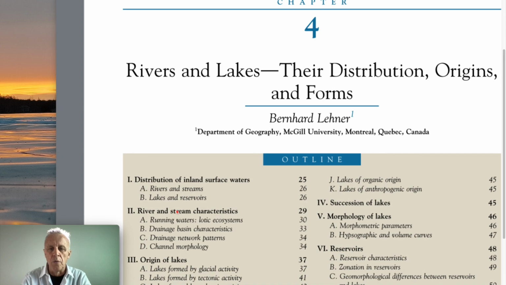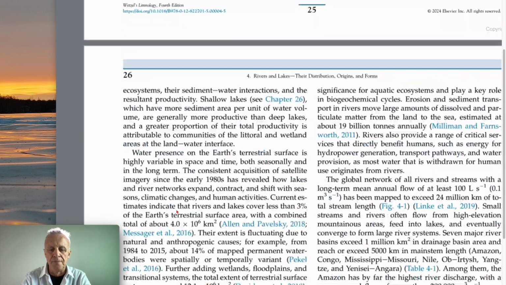Good afternoon, everyone. We are reviewing Chapter 4 of Wetzel's Limnology textbook, fourth edition. Where we left off last time was the distribution of inland surface waters. We were about to embark on river and stream characteristics, but before we do so, let's look at a couple of tables and figures.